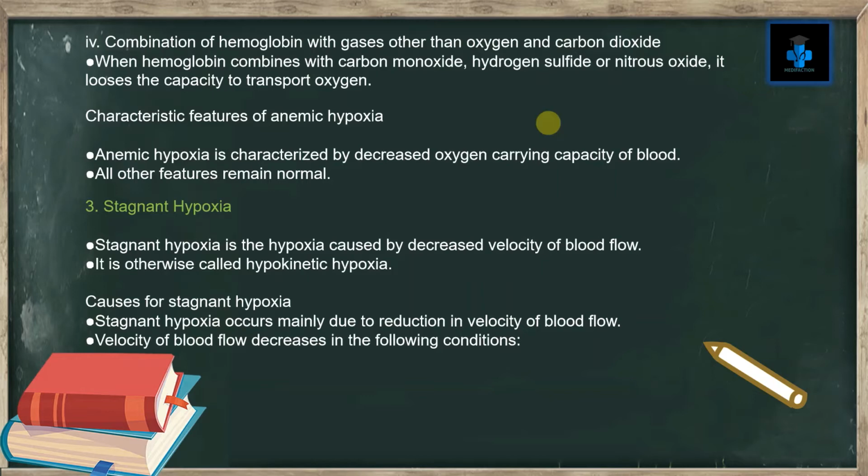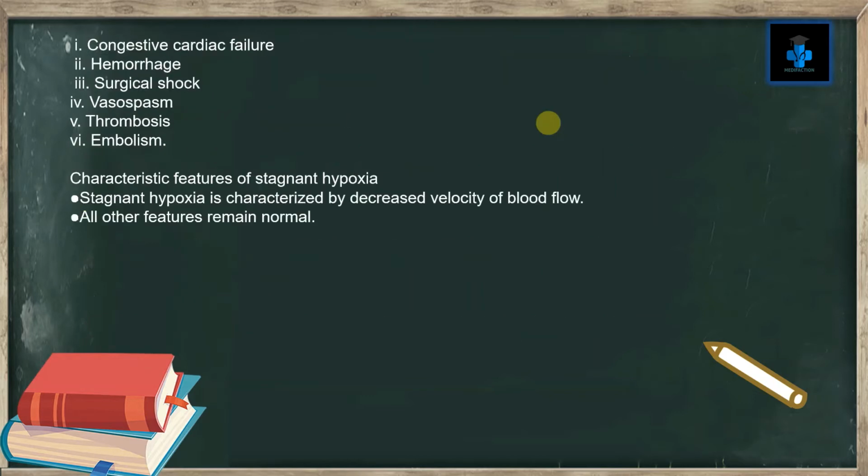Velocity of blood flow decreases in the following conditions. Number 1. Congestive cardiac failure. Number 2. Hemorrhage. Number 3. Surgical shock. Number 4. Vasospasm. Number 5. Thrombosis.